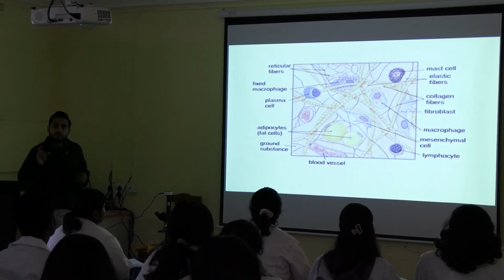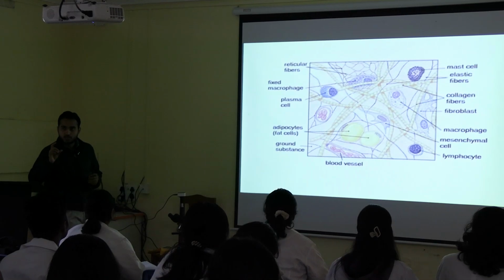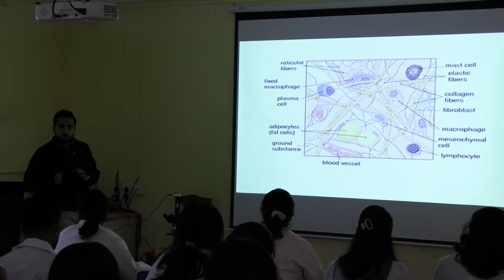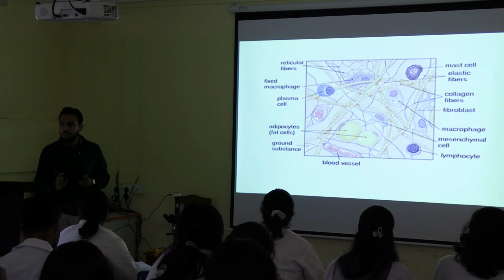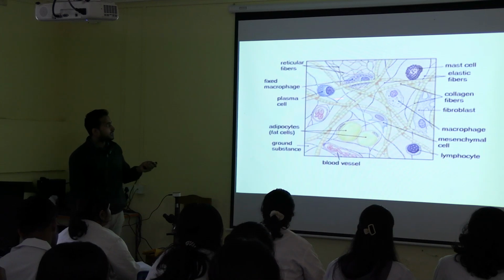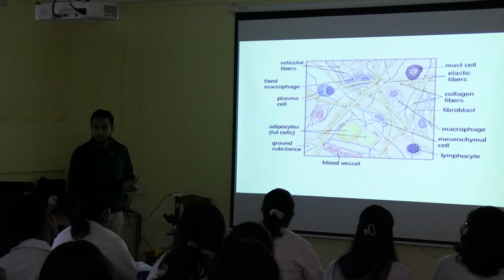Now just compare the differences. Compare the differences between epithelial tissue and connective tissue. Already you have studied the epithelial tissue. Just see the difference. What is the difference in the orientation? Here in between the cells you can see spaces are there, right?